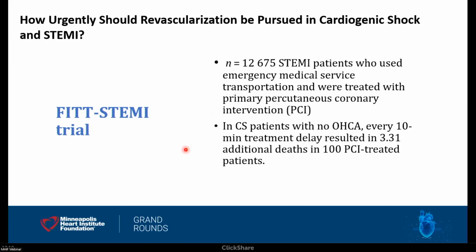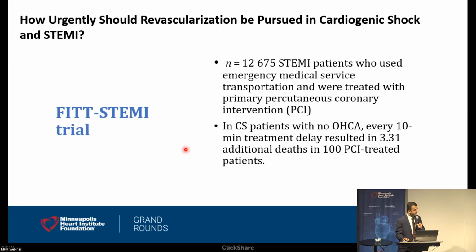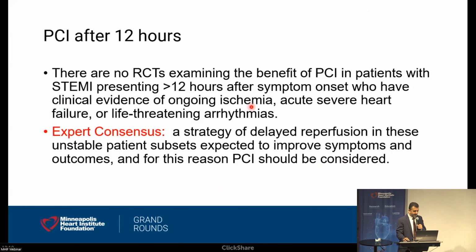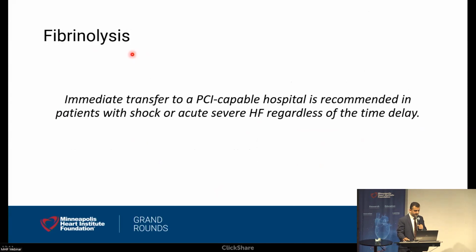So how urgently should revascularization be performed in cardiogenic shock patients? This data comes from the FITT-STEMI trial, which recruited 12,000 patients, and they found that in cardiogenic shock patients, every 10-minute treatment delay resulted in 3.31 additional deaths per 100 PCI-treated patients. So every minute counts for revascularization in these patients. I already briefly touched on this: even in patients who present after 12 hours in cardiogenic shock, revascularization is still recommended. This is mainly based on expert consensus. There are no randomized controlled trials in this patient population.